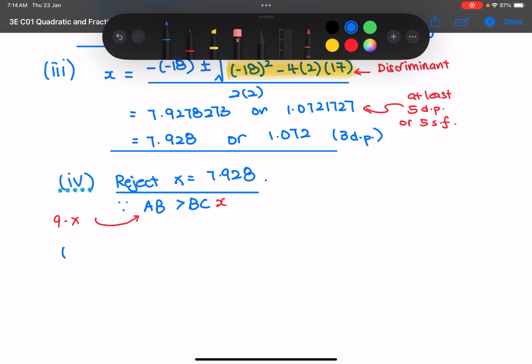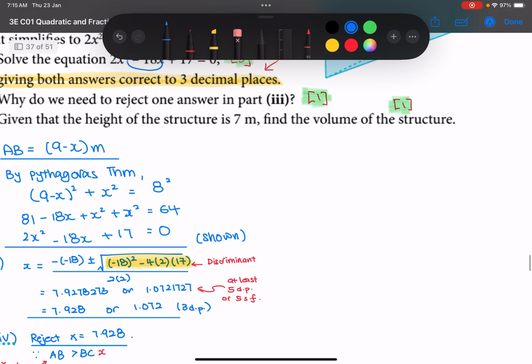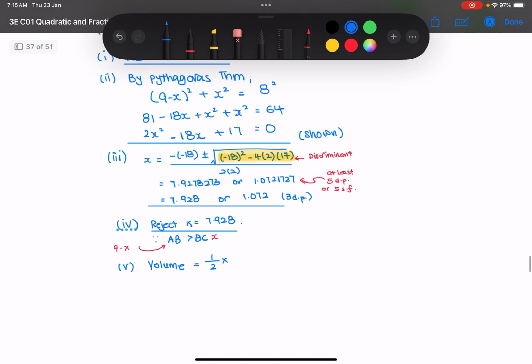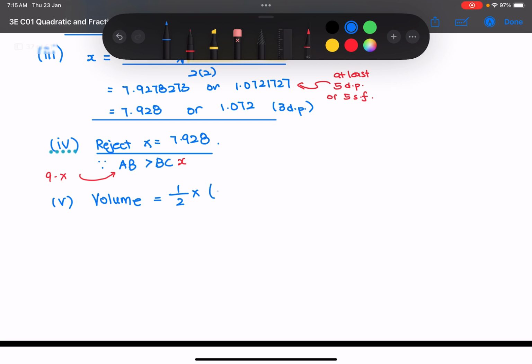Go on. I think I lost quite a number of people down here. Talk too much. Let's finish up. Volume of structure. Cross-section area. Half times base times height. My base and height here, left and right of my right angle. One is X, one is 9 minus X. I need to see your values. Save it in your calculator. This is my cross-section area, the area of the triangle. Then multiply this by 7, which is the height.